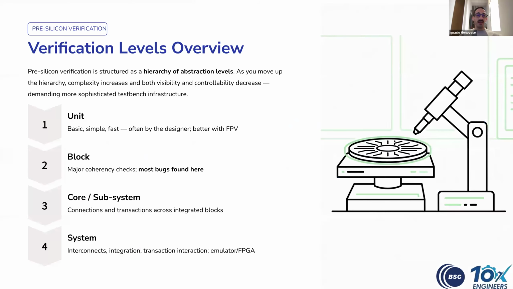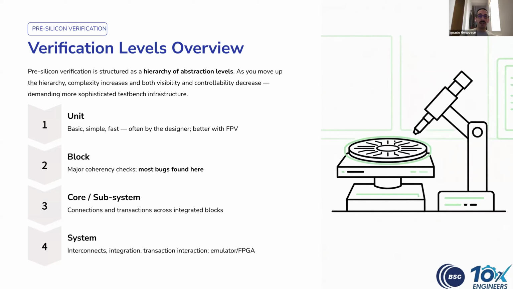Pre-silicon verification is structured as a hierarchy. We begin with unit testing. This is basic, simple, and fast, and is often done by the designer. This is a good level for formal property verification. We will look into formal a few slides later. At this level, we target individual modules like an ALU or a cache, where we have maximum controllability. At this level, we catch initial bugs. We might have a dedicated environment for each module.